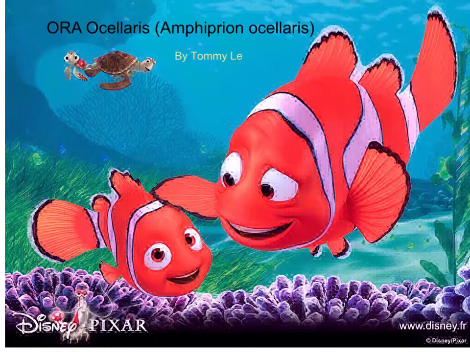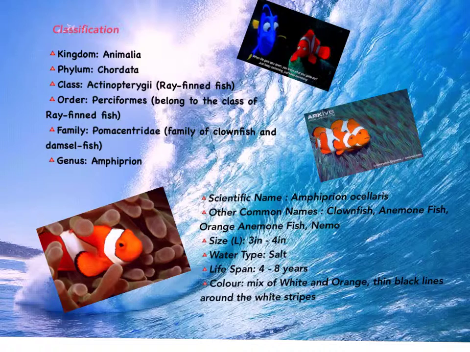The type of clownfish that we are going to talk about today is called a common clownfish. The scientific name is Amphiprion ocellaris. Let's move on to the next slide. We're going to talk about the classification of the clownfish. So here's the classification of the clownfish.